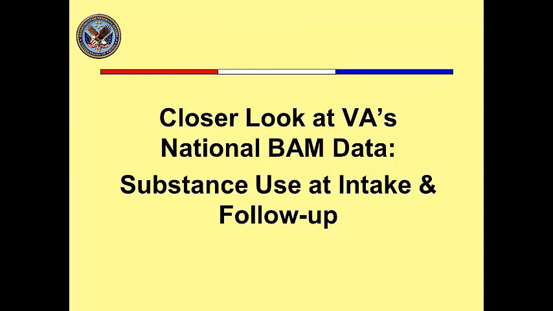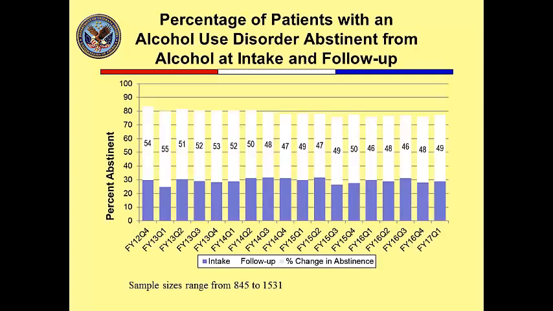So now just to provide more aggregate data, in some cases looking at some of the data that Dom already showed, but again at a national level, and it's with respect to substance use at intake and follow-up. So what this slide is essentially indicating is that among patients with an alcohol use disorder, about 30%, so 3 in 10, are abstinent from alcohol at intake or when they start treatment. And about 80%, so between 78 and 80%, are abstinent from alcohol at follow-up. And the numbers that you see on the bars are essentially showing you what the raw percent change in abstinence is.